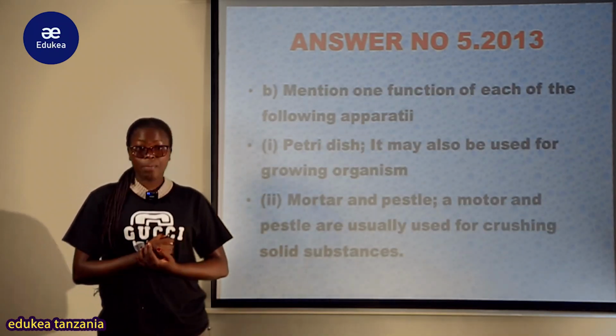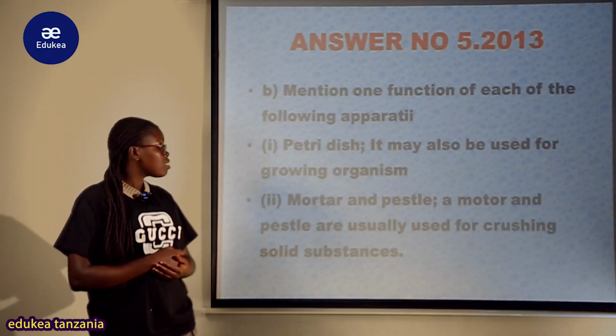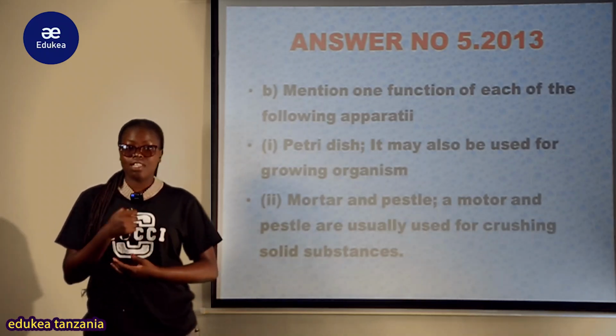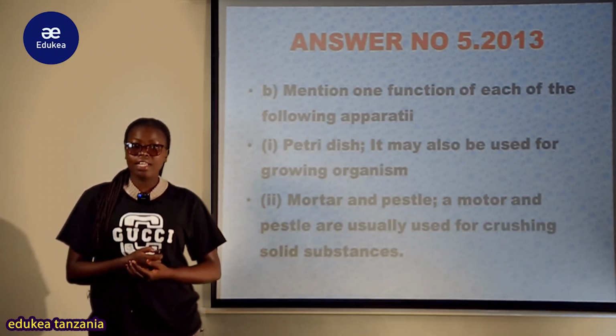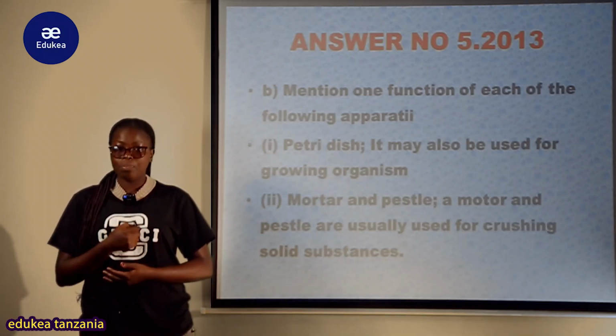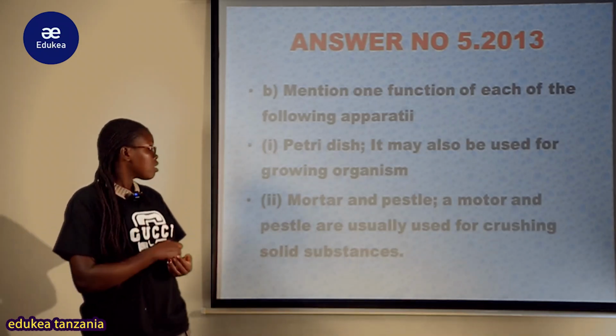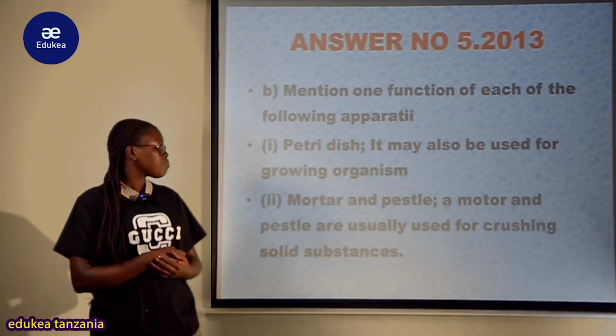The question number 5, Roman B. You are given a list of the apparatus which are used in the laboratory. Now you are needed to give the function performed by each apparatus. So the first one is petri dish.